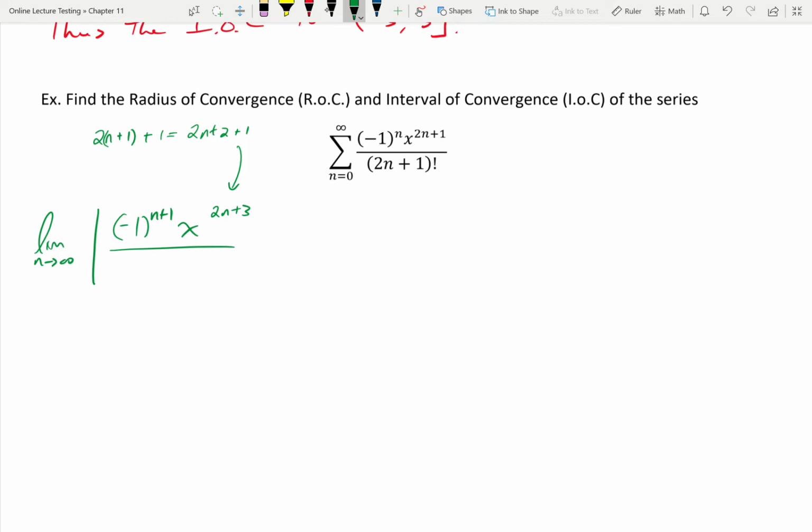Divided by, okay, same thing that's going to happen here, 2n plus 3 factorial multiplied by the reciprocal of 2n plus 1 factorial divided by -1 to the n, x to the 2n plus 1. All right, so this comes to the fun part. So there is a lot of things going on here.